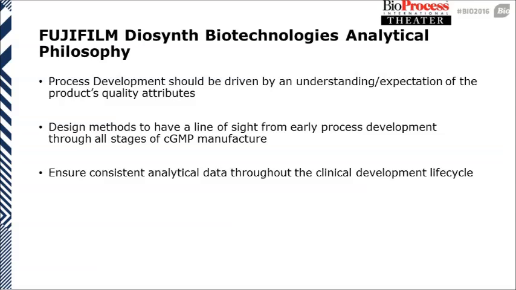So our analytical philosophy is really driven by wanting an understanding and the expectations of a product's quality attributes. On those previous slides, there are 5 or 6 quality attributes. Most antibodies, you've got to look at all of them. Some you may not need to. So we want to develop methods that have a line of sight from early process development through all stages of GMP manufacturing. What we really aim to do is have consistent analytical data through the clinical development life cycle.